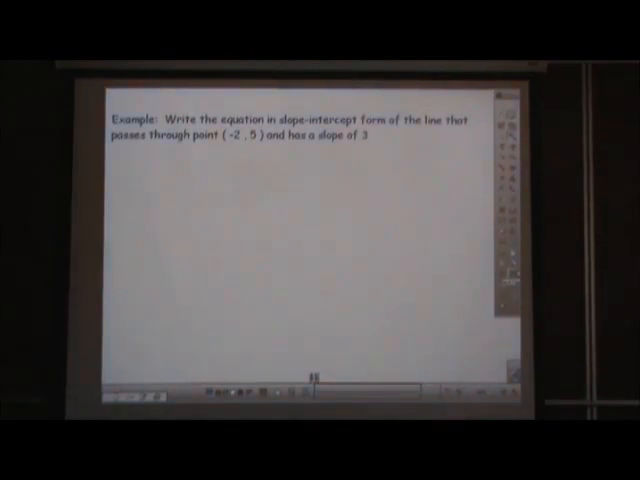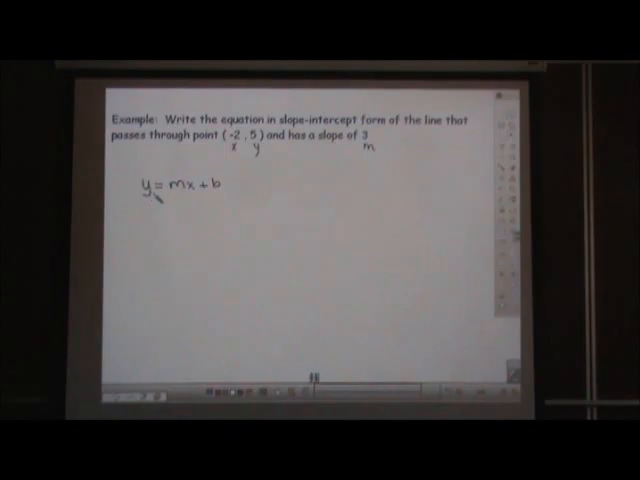Alright, on the second example, we're still going to write the equation in slope-intercept form. It's passing through the point (-2, 5) and has a slope of 3. So this is an x, this is a y, and of course this is the m. So what we need is the b. So let's start with our general form, y = mx + b.